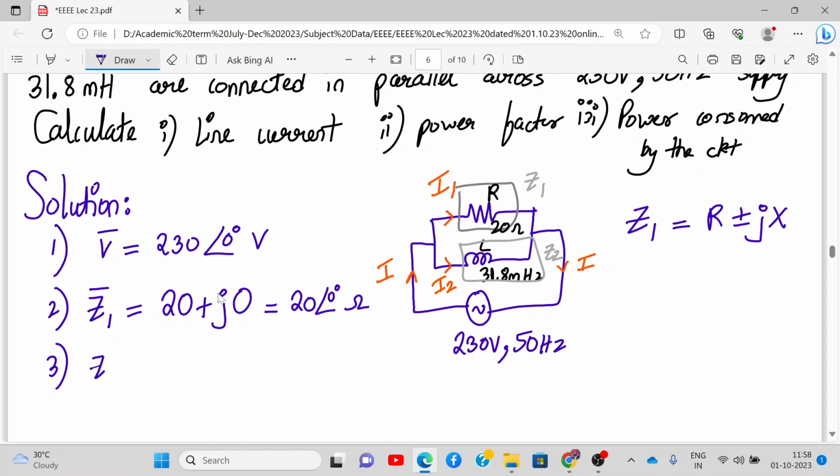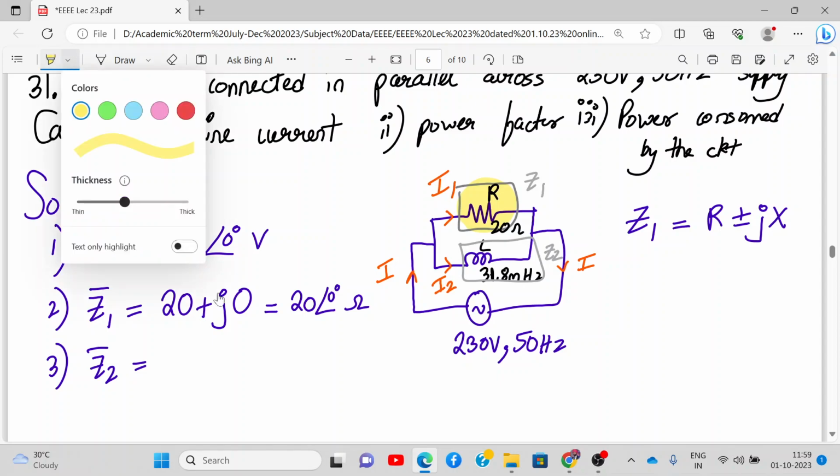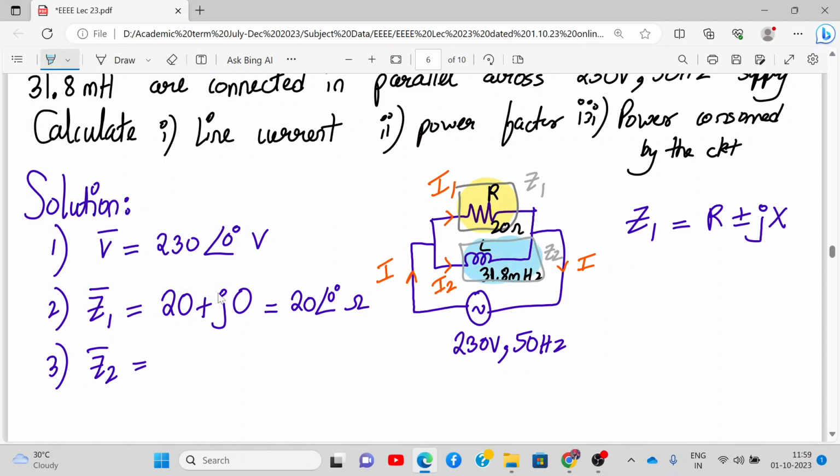Now similarly, what is XL? There is no L. You are not recognizing. This is Z1 alone, and this is Z2. So that is different. So it will be 20 plus J0. Now, similarly, you only tell me what will be Z2. So Z2 is also R plus minus JX. Tell me. No, why 20? Because R is not present, so it will be 0 plus JXL.